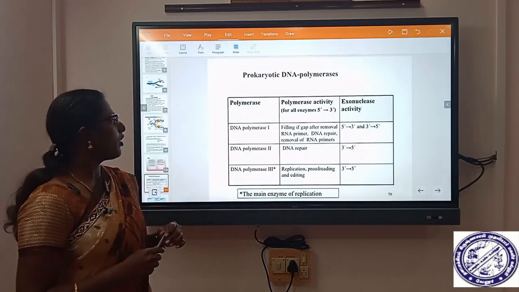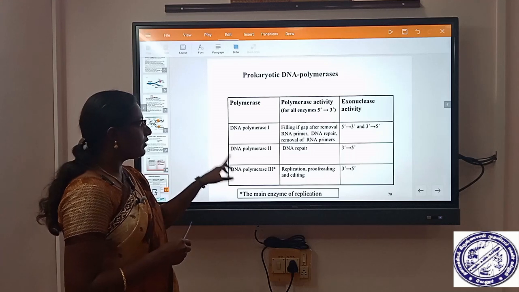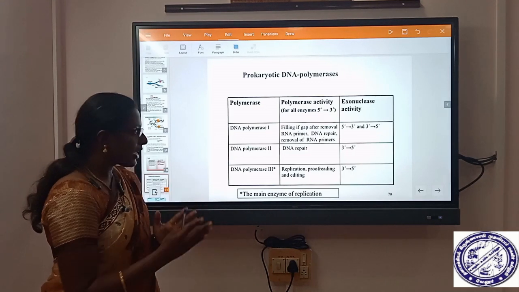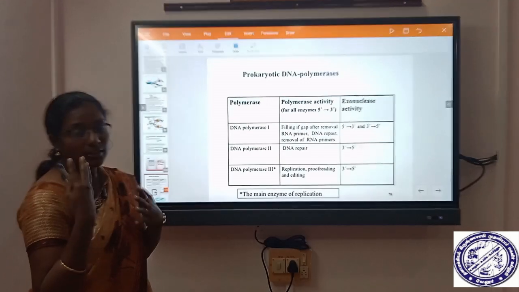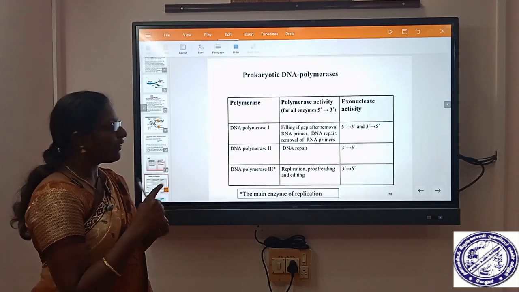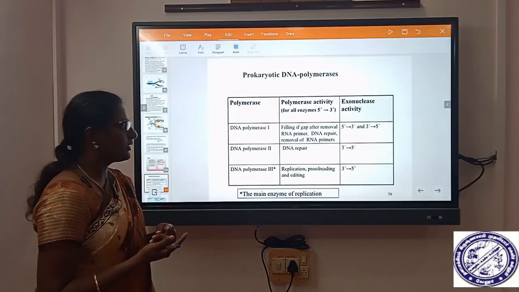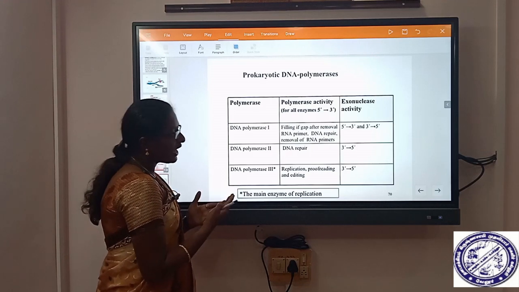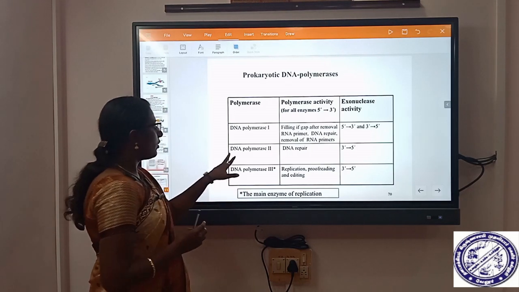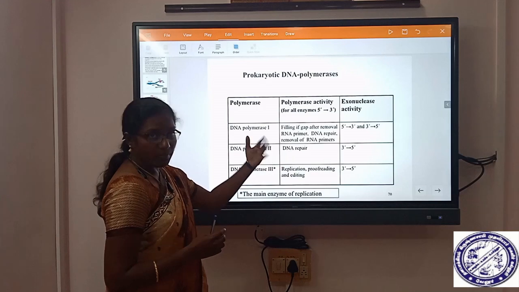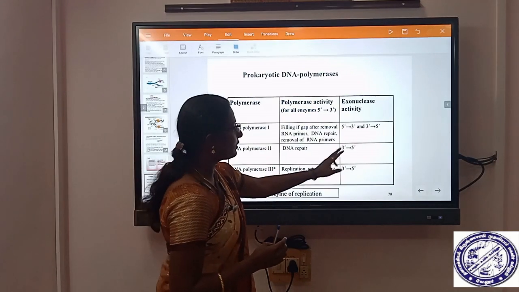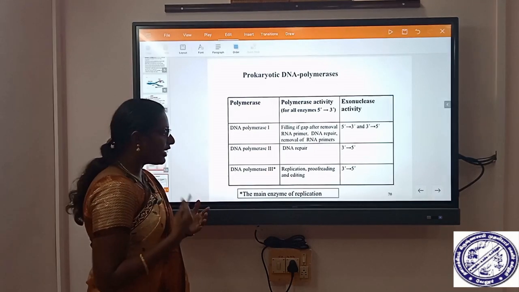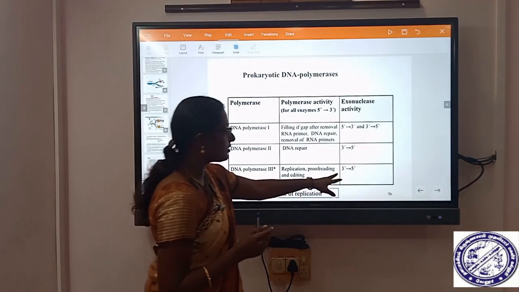In prokaryotic DNA polymerases, polymerase 1 fills the gap after removal of the RNA primer, repairs the DNA, and finally removes the primers. It has exonuclease activity, both 5' to 3' and 3' to 5'. DNA polymerase 2 repairs the DNA in the 3' to 5' direction. DNA polymerase 3 is replicating, proofreading and editing, also in the 3' to 5' direction.